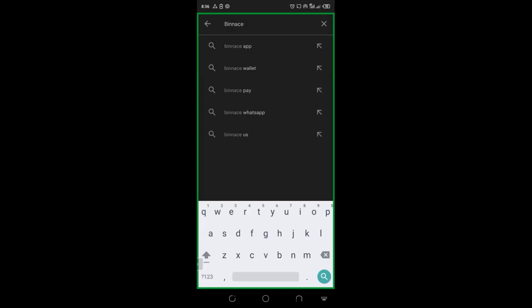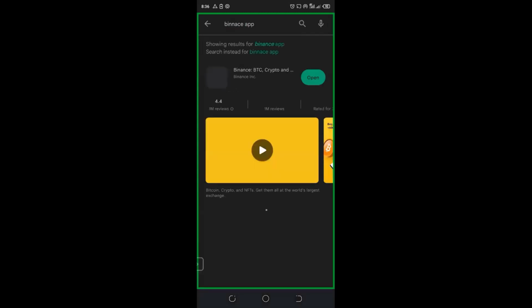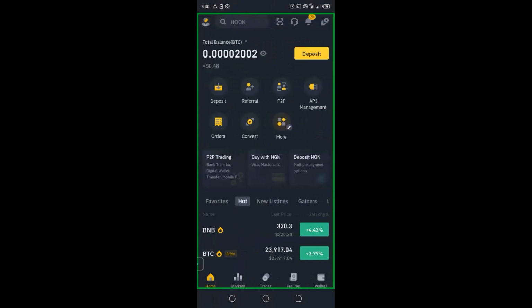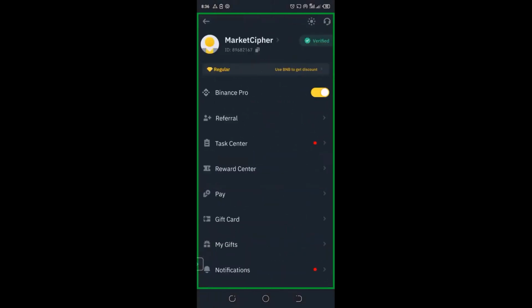Okay, just type Binance. You see the Binance app. Just click on it. Now take note of that logo. That's what Binance looks like. Then the next thing is you install and then open it, then it comes here.